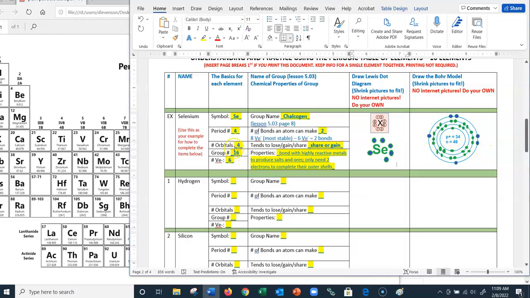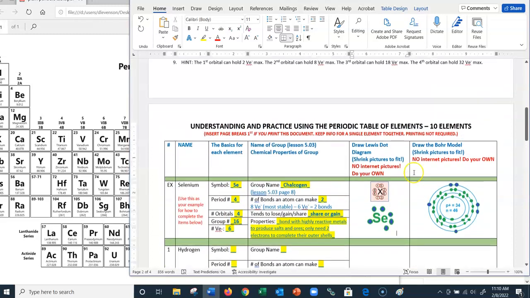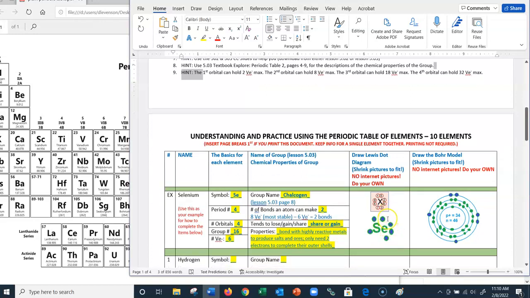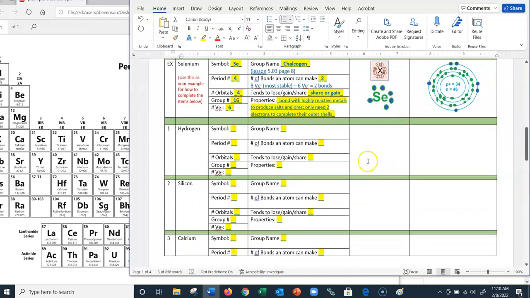I know that there are 4 orbitals, so I drew 1, 2, 3, 4 circles, and then I started filling in the electrons. And that's where this comes in handy, right? I know 2 of the 34 fit in the first circle, 8 of the 34 in the second circle, 18 of the 34 in the third circle, and then whatever's left over goes in that outside circle, and there are my 6, 1, 2, 3, 4, 5, 6 valence electrons. All right. Once that's done, then you're ready to go on to the next one.